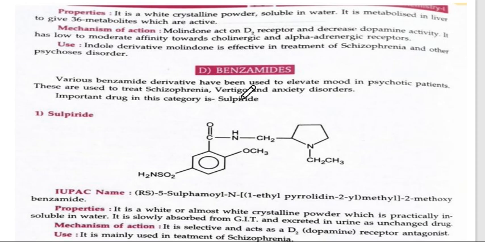Then benzamides. Various benzamides are used in the treatment of schizophrenia, vertigo, and anxiety disorders. An example is sulpiride. This is its structure. Again, it selectively acts as a dopamine receptor antagonist, mainly used in the treatment of schizophrenia.